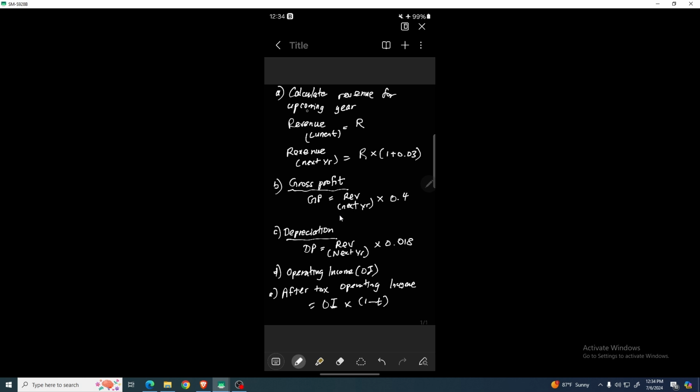So let's recap. We calculate the revenue for the upcoming year. So current year's revenue is R, and the next year's revenue is going to be R into 1 plus 0.03. That is the expected growth rate of the revenue. Then the gross profit is going to be 40% of the revenue. We calculated GP. Then the depreciation is going to be 0.018, or rather 1.8% of the sales. We calculated that. Then you have the operating income, which is calculated from gross profit minus sales and admin expenses minus depreciation. And finally, we come into the operating income after tax, which is operating income into 1 minus T.